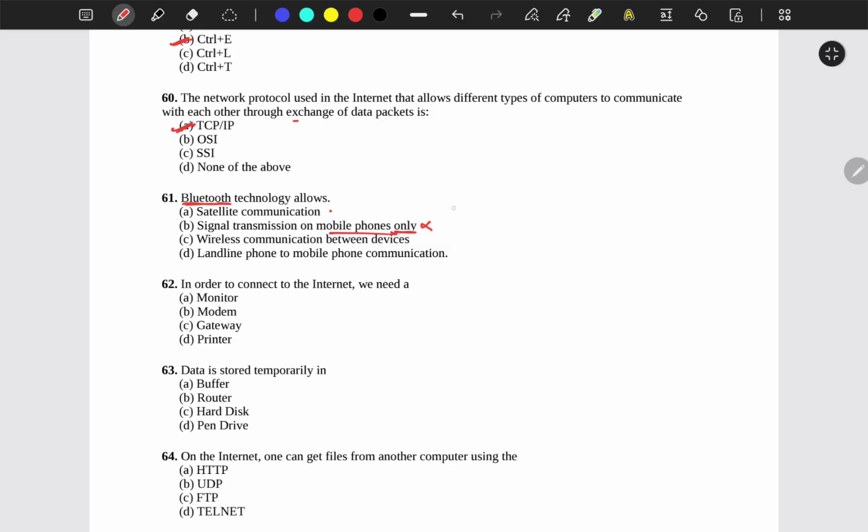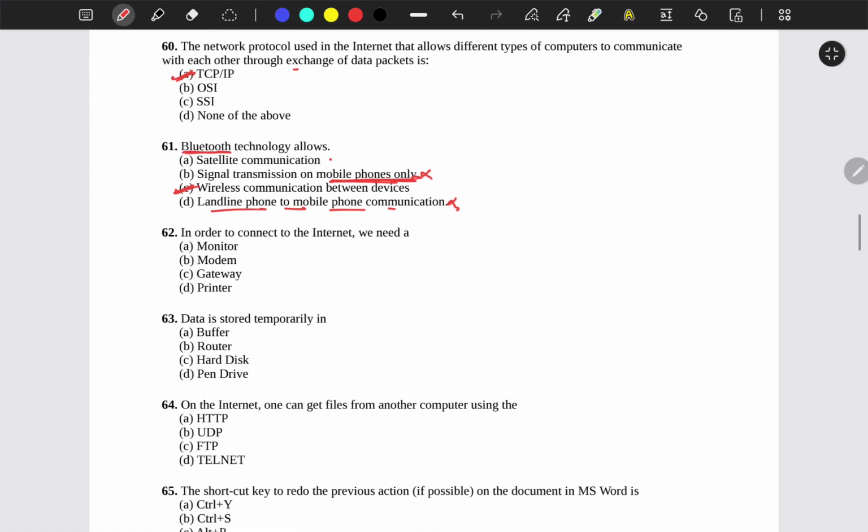Nowadays you have your smartwatches, right? Or you can even connect to your vehicles and all those electronic devices, right? So wireless communication between devices. Okay, this one is the correct answer. Landline phone to mobile, mobile to mobile phone communication option also. So C will be the correct answer.